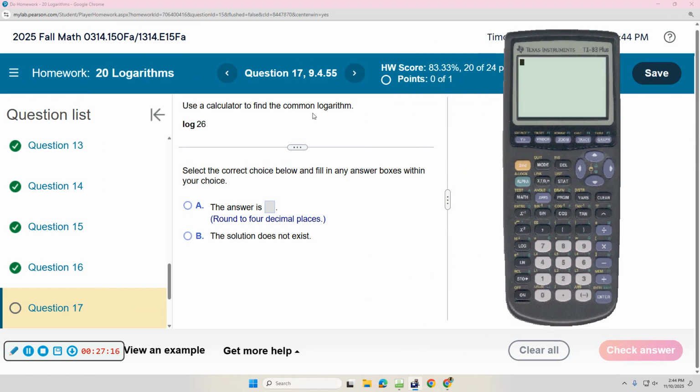Okay, there. It says use a calculator to find the common log. Remember, common log is log base 10, and you don't have to have the base written. So log 26. Do you want to show them where that logarithm key is on this calculator? Depends on your own calculator. Okay, I'll take over for a while.